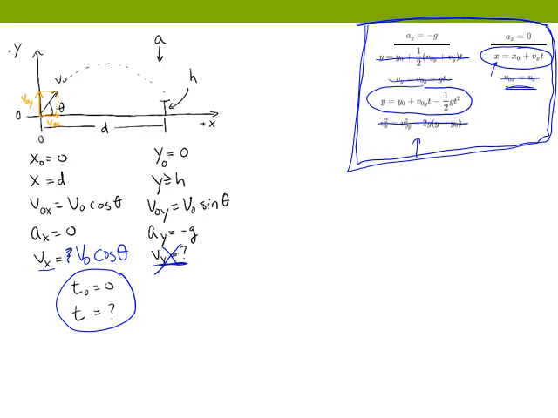So my final x position, that was d, my distance. My initial x position, well, that is just 0. And then I have my final velocity, which is the same as my initial velocity in the x direction. So that is v naught cosine of my angle times my time.